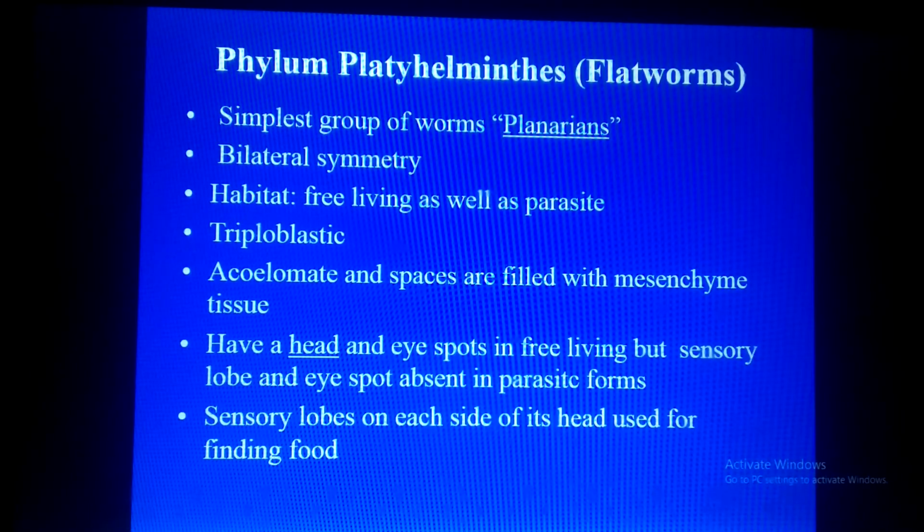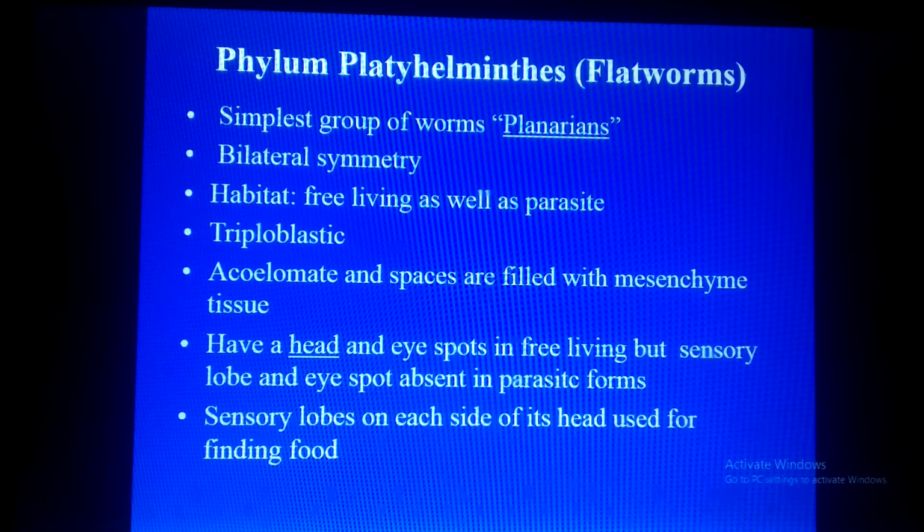Now I will discuss some important characteristics of the phylum Platyhelminthes. They are the simplest group of worms. These worms are also called planarians. They have bilateral symmetry. As I have discussed, Porifera are asymmetrical animals, then Cnidarians are radially symmetrical animals, because in radial symmetry, one organism is divided into two equal parts in more than one plane.